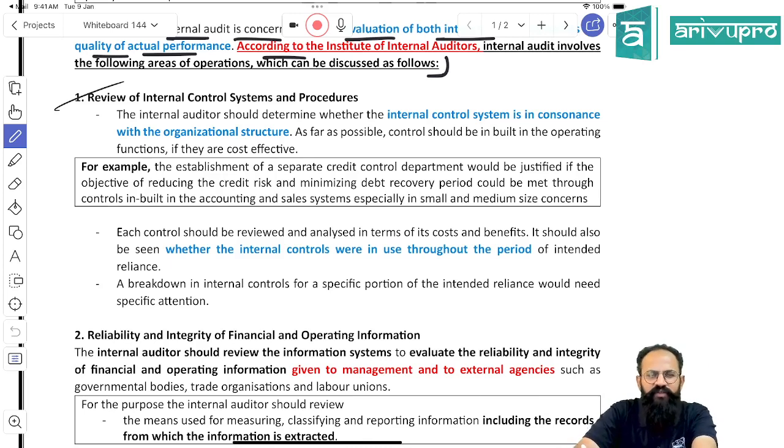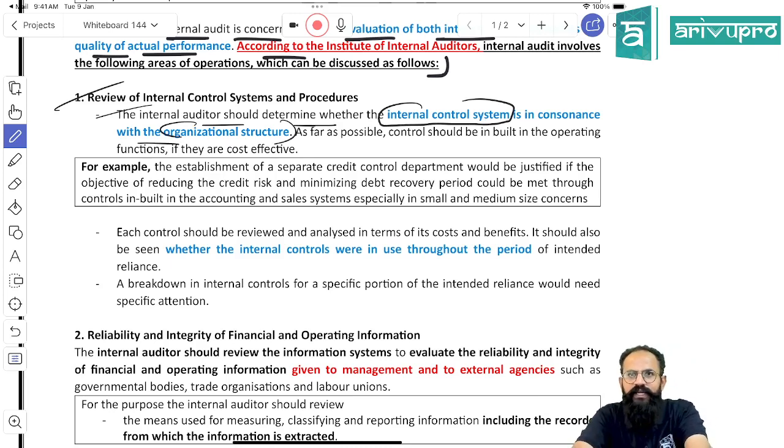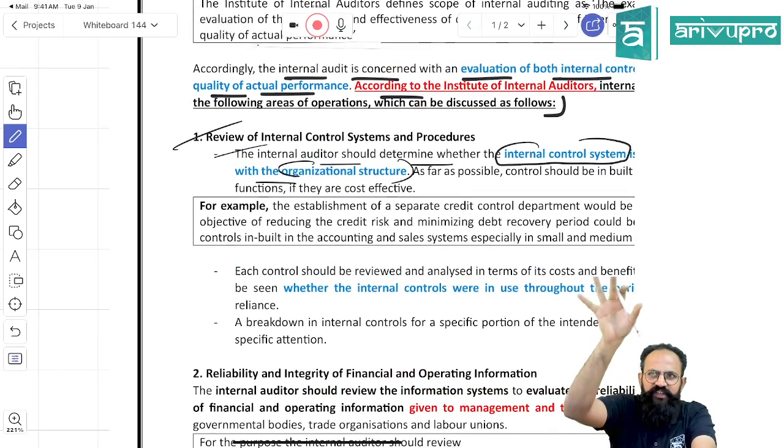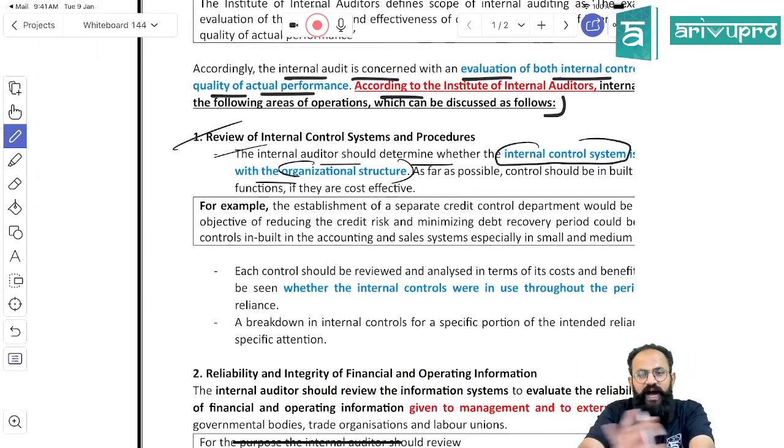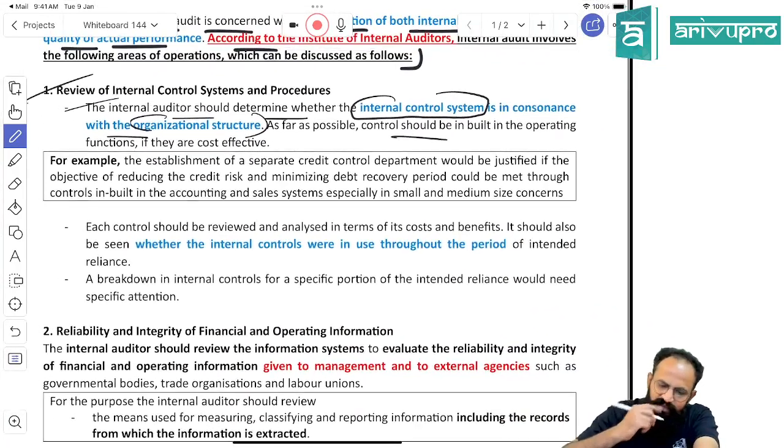So what are we doing? We are reviewing the internal control systems and procedures. The internal auditor should determine whether the internal control system is in consonance with organizational structure. Consonance means what, people? Equally. Whatever my internal controls are and whatever my organization structure is, are they both going hand in hand? Okay, as far as possible, the control should be built into the operating functions if they are cost effective.